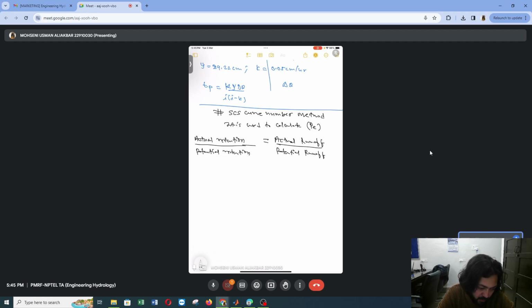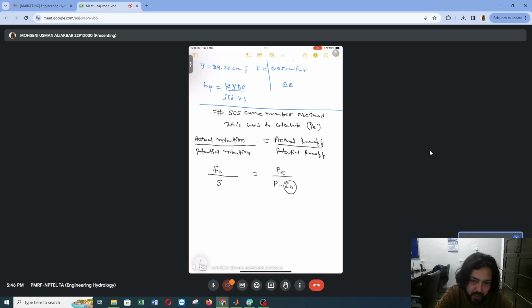And now we can look into this numerically also, right? So actual retention is given by F of a, potential retention is given by S, actual runoff is given by P of E, and potential runoff is given by P minus I of a. So the second hypothesis is given for initial abstraction, I of a.